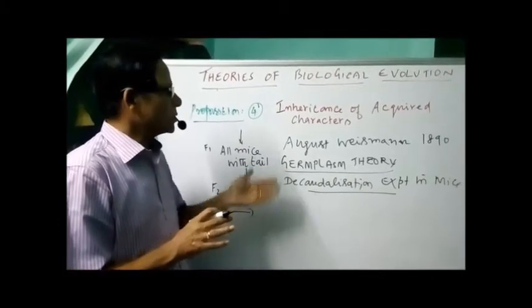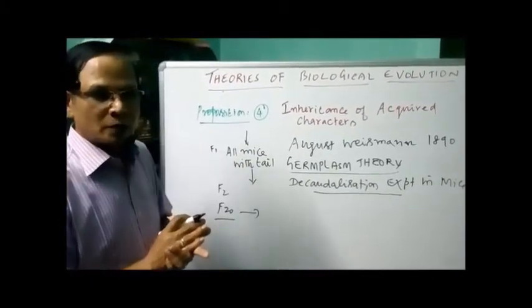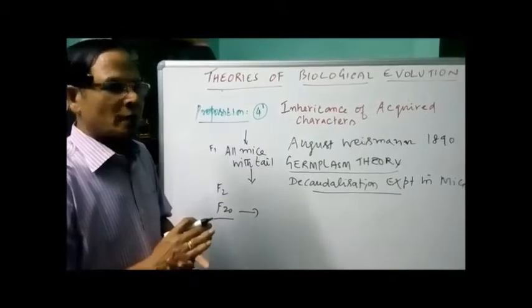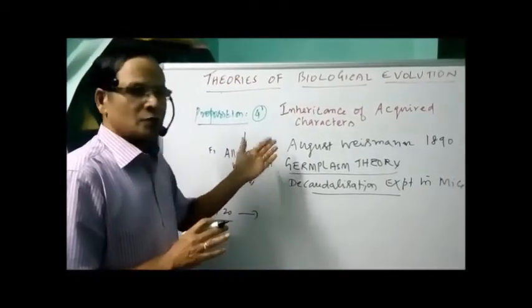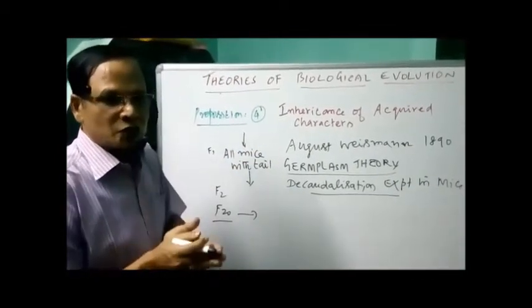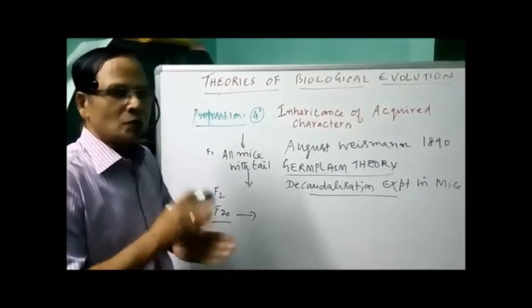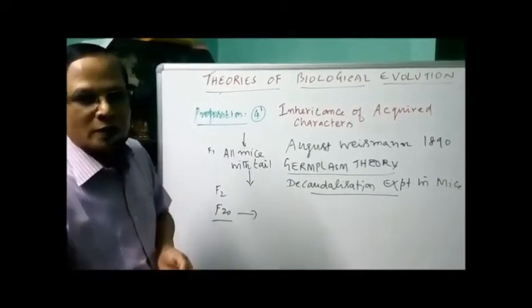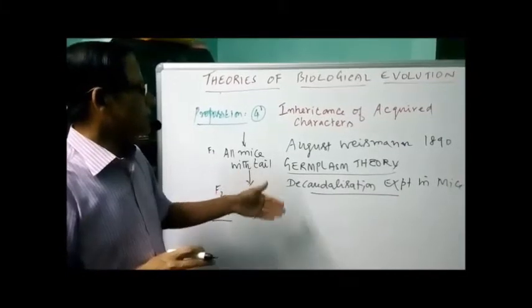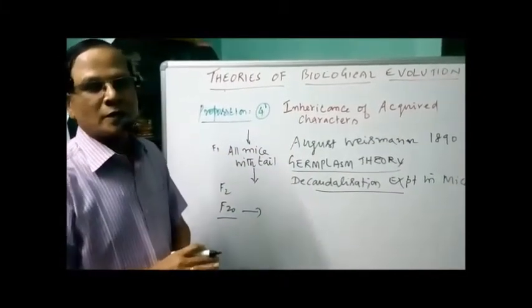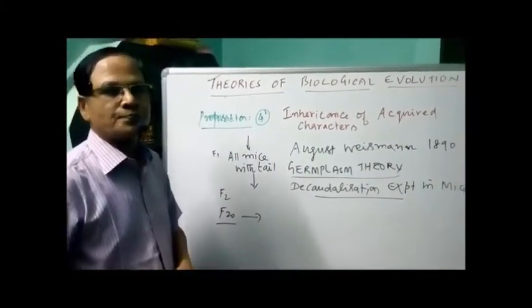So he proved that only a change in the germ plasm will be transmittable. If there is any change in the somatoplasm, the somatic cells, no transmission occurs to the next generation. By this he disproved the concept of inheritance of acquired characters of Lamarck.